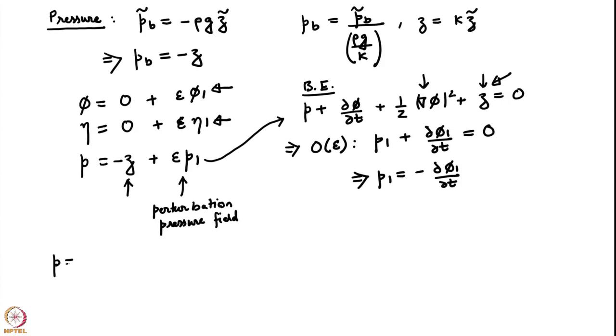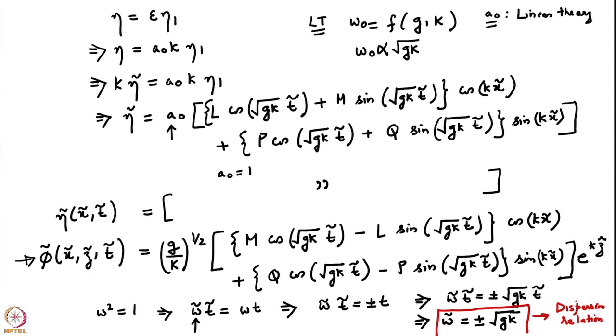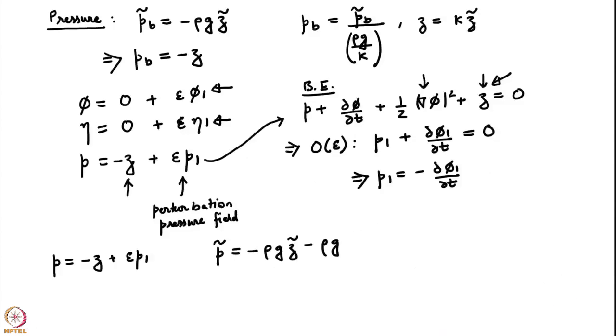Now you can express this, and I am just going to write down the full dimensional expression. It is the same procedure, we write P as minus Z plus epsilon P1 and then dimensionalize. If we do that, then you will get P tilde equals minus rho g z tilde minus rho g. There will be an a naught, but I am setting a naught to 1. I have done the same thing in the expression for phi also. There was an a naught here, and just like eta, I said that a naught is equal to 1, because the a naught can be absorbed in these constants l, m, p, q. So similarly, in the expression for phi, I have set a naught equal to 1, because it is equivalent to absorbing it in l, m, p, q. So a naught times m is another m, like that.